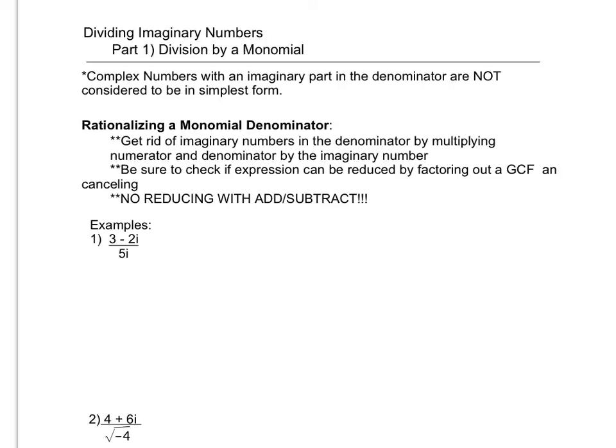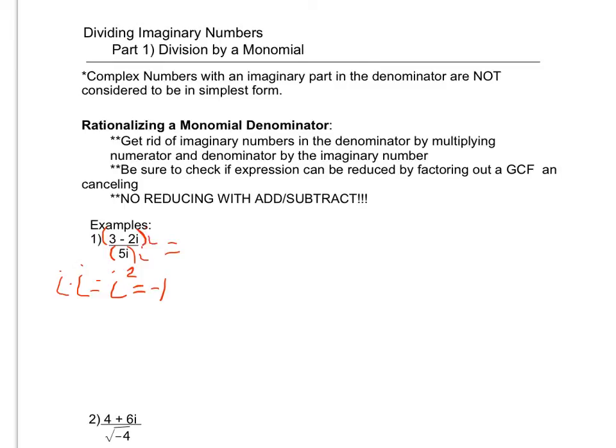So on number 1, I want to get rid of the imaginary number in the bottom. Well, since I know that i times i equals i squared, which equals -1, if I could change this i in the denominator to i squared, I could then change it to -1 and get rid of the imaginary part in the denominator. So I'm going to go ahead and multiply top and bottom by i, because I can multiply top and bottom by anything I want as long as I do the same to the top as I do to the bottom.